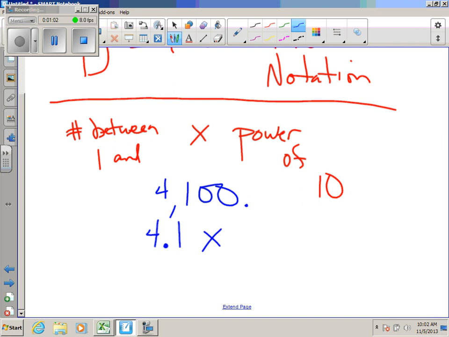Look at what you had. Here is my decimal. Now, I've got to go 3 places to get to my original decimal. Using a power of 10, 10 to the, how many places? 3, 10 to the third.